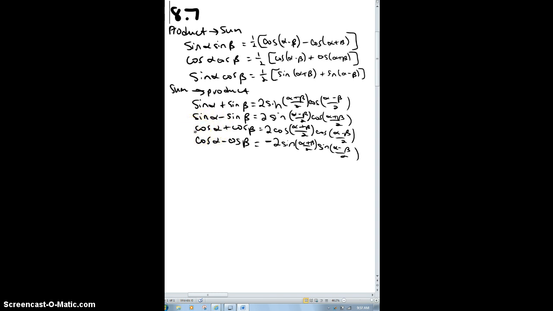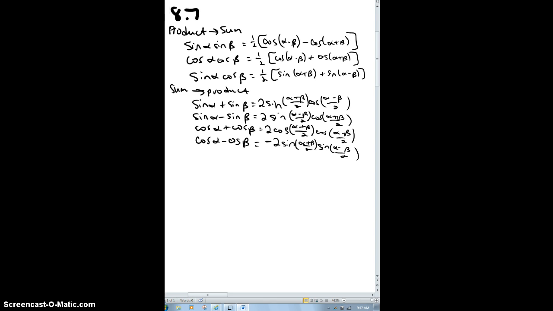So again, hopefully I wrote them all correctly. If you're going from a product to a sum, meaning a multiplication to an addition or subtraction problem, or if you're going from a sum, so add or subtract, over to a product, these are the trig identities you're going to use. You don't need to memorize them, but make sure they're on your cheat sheet, whatever trig identity sheet you're using.